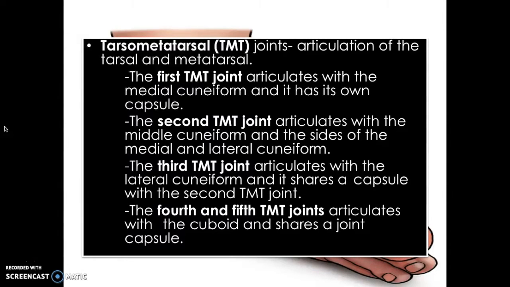Next slide. Okay, tarsometatarsal naman, articulation siya with the tarsal and metatarsal, okay? So, the first TMT, it articulates with the medial cuneiform, meron siyang own capsule. Yung second and third, they share a joint capsule, just like the fourth and fifth. Yung second, it articulates with the middle cuneiform, tapos yung third with the lateral cuneiform naman. So, just like what I said, yung fourth and fifth, they share a capsule. Tapos sila naman yung may articulation with the cuboid bone.